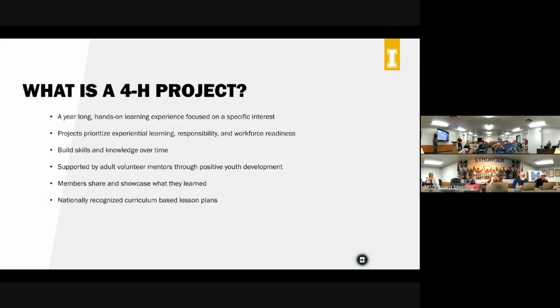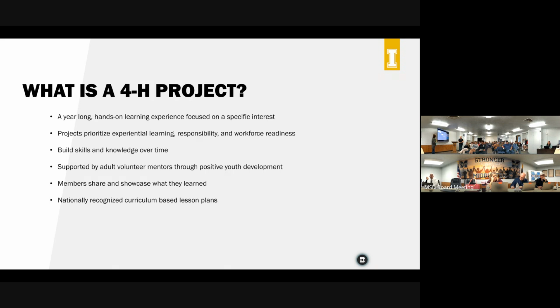4-H is a hands-on learning experience for our youth. So kids can come in, they decide any project under the sun, anything that interests them. And they do a lot of project work that teaches them all about the thing that they're most interested in. We use that as a launching pad to learn a lot of life skills and things like that. So we do that through what's called projects.